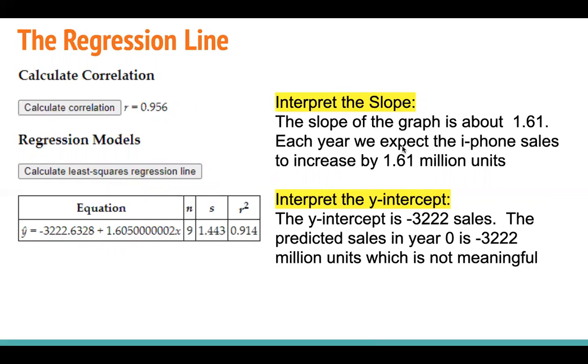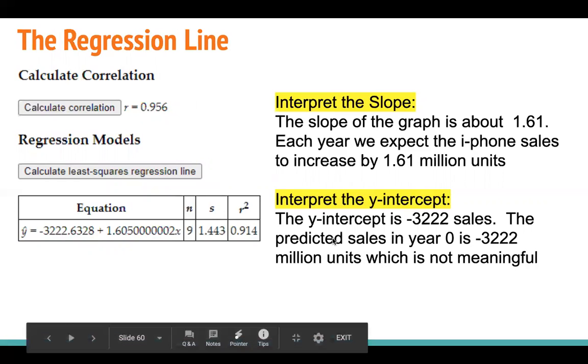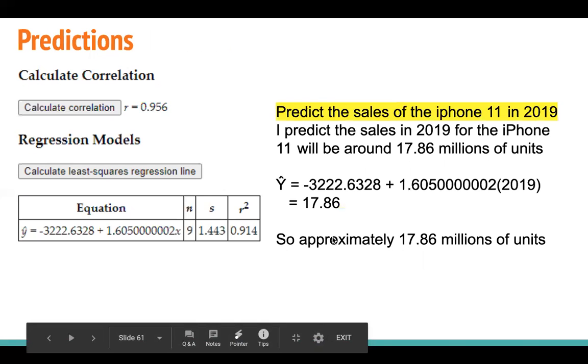Again, I use the word expected. You could use average or predicted. The Y-intercept is -3,222. So the predicted sales in year 0 is -3,222 million units, and it's obviously not meaningful for multiple reasons.